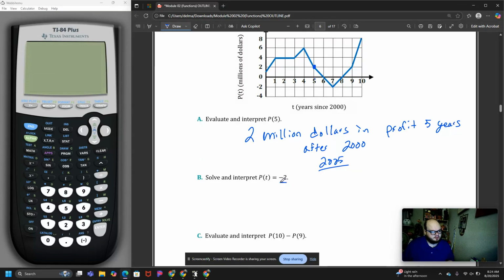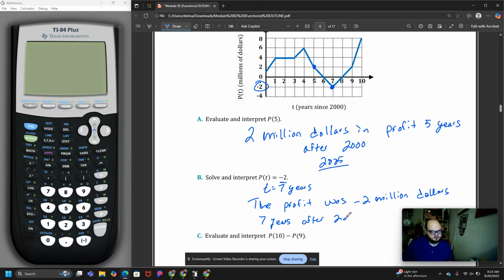Now, negative 2, that's what I'm looking for on the y. This is when I'm looking on the y-axis, okay, because I'm trying to find the time since. So that's what, 7 years? So t equals 7 years. So the profit was negative $2 million, 7 years after 2000, or 2007.